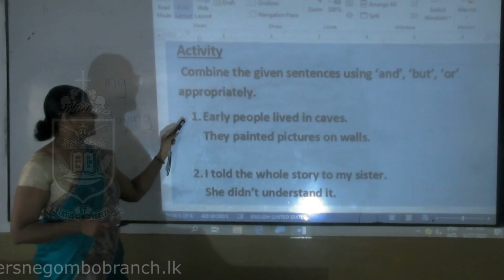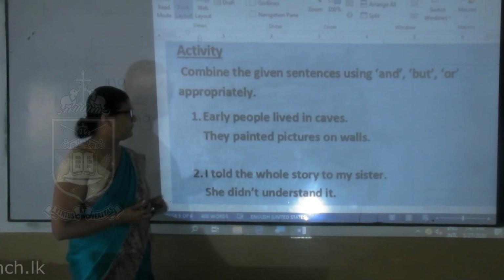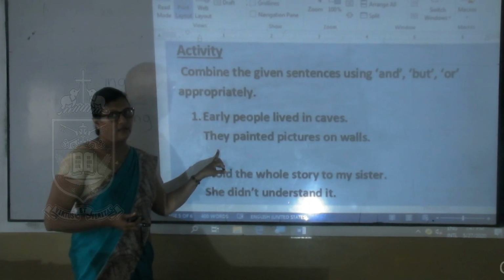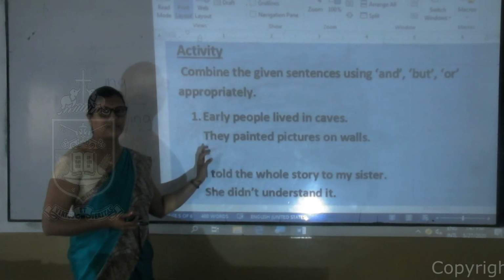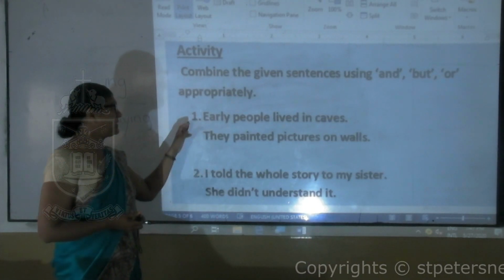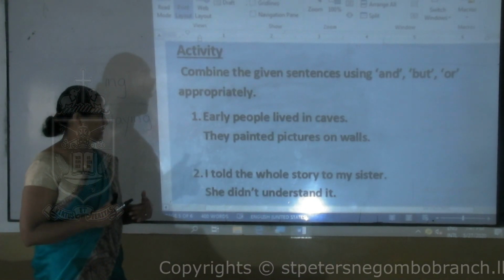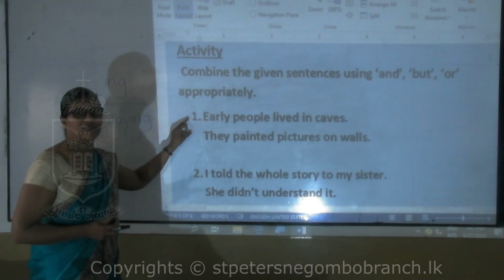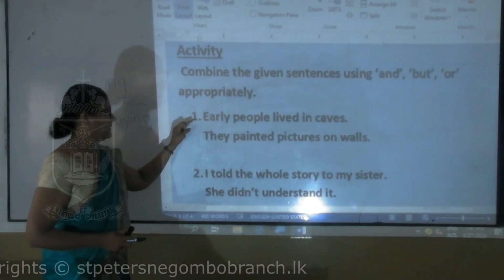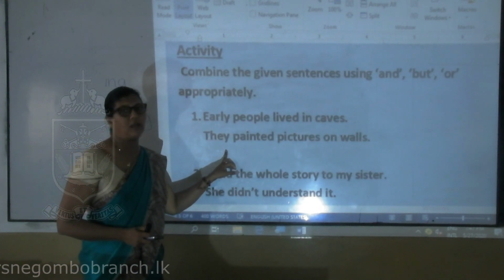Here, the first exercise says, early people lived in caves. They painted pictures on the wall. What do you think? Are these two ideas matching or contrasting, or do you have an option? Yes, these two sentences are matching. They are going with each other. So we can join these two sentences using "and", like this: Early people lived in caves and they painted pictures on walls.